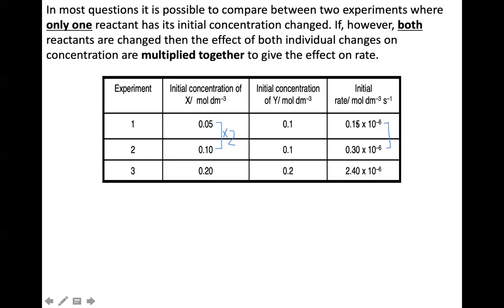0.15 times 10 to the power of minus 6. I hope all of you have your calculator with you so that you can start calculating. But from 0.15 to 0.30, that is actually a factor of 2 as well, an increase by 2 folds, right? So the concentration increases by 2, the rate increases by 2 as well. So that means the order is first order, okay?